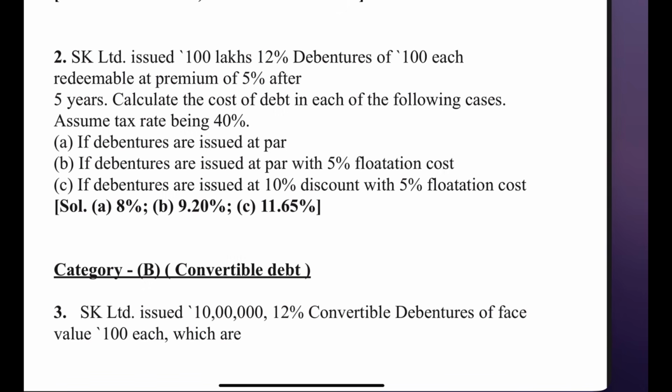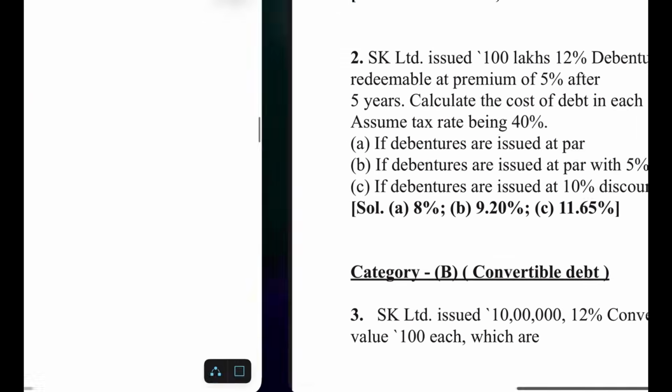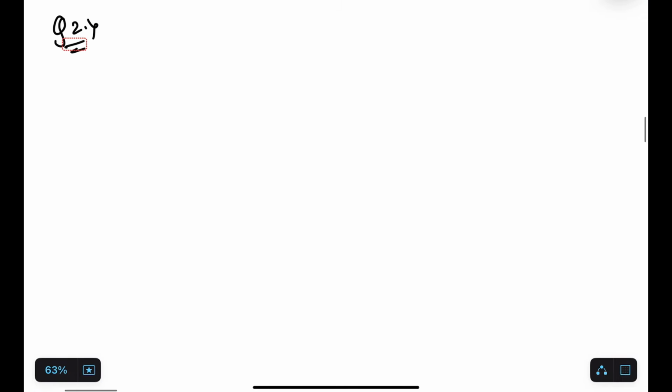First case is debenture is issued at par. So here the RV is given to us as 105 rupees. PV changes in every case, and we have to calculate the cost of debt. So in the first case, PV is at par. The debenture is issued at par, so PV would remain 100 rupees.